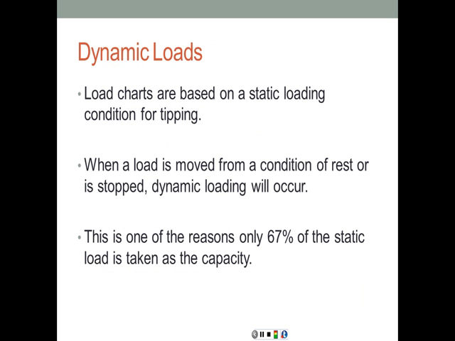For dynamic loads, load charts are based on the static loading condition for tipping. When the load is moved from a condition of rest or is stopped, dynamic loading will occur, and this is one of the reasons why only 67% of the static load is taken as the capacity. So you're not going to load the crane to its maximum capacity, you're going to take only 2/3 of that maximum capacity.